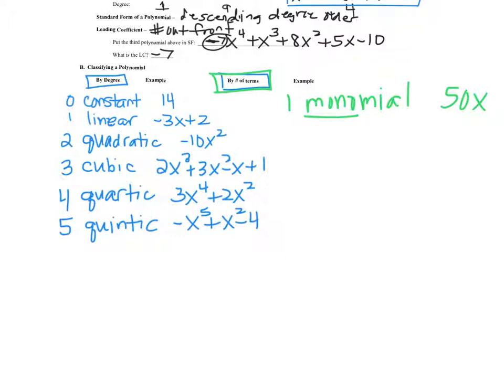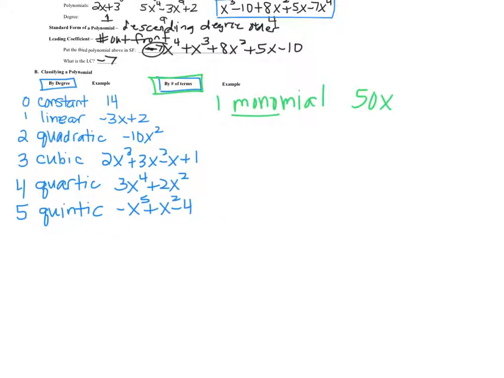Okay, number 2. If it has 2 terms, if you speak 2 languages, you are what? Bilingual. Yes. So 2 terms would be binomial. Bicycle, right? All right, 3.